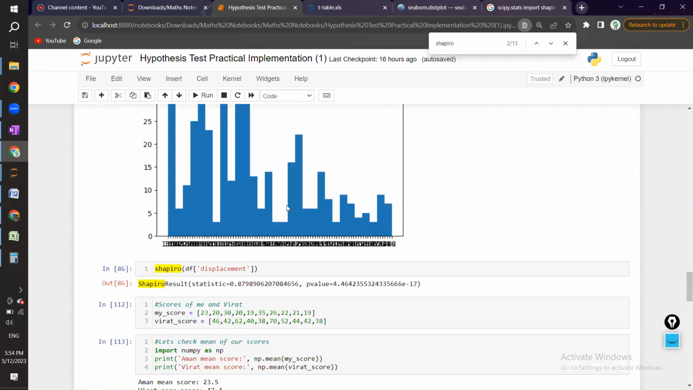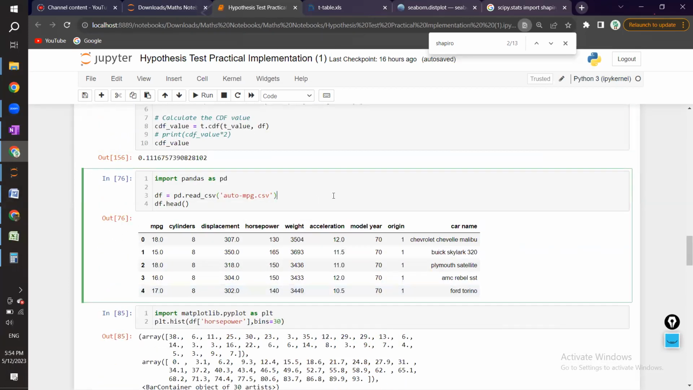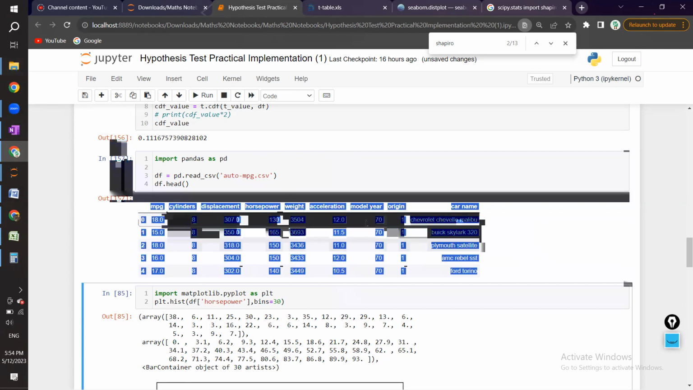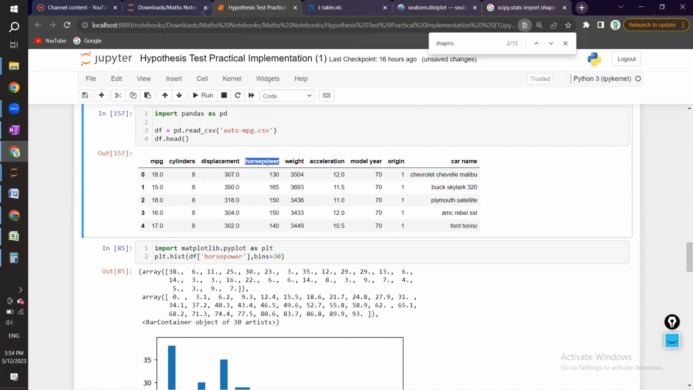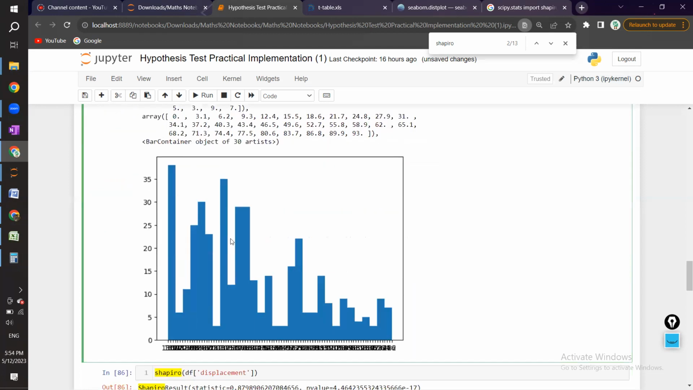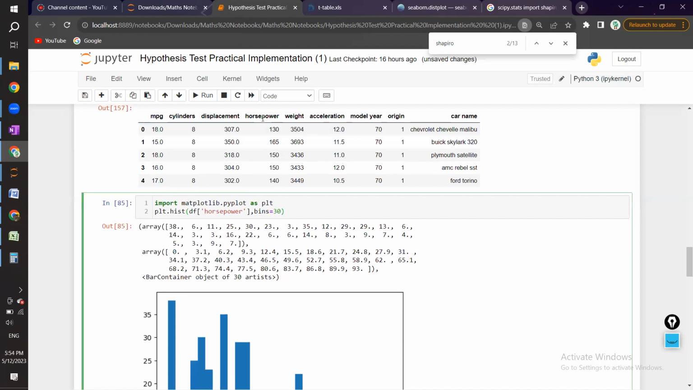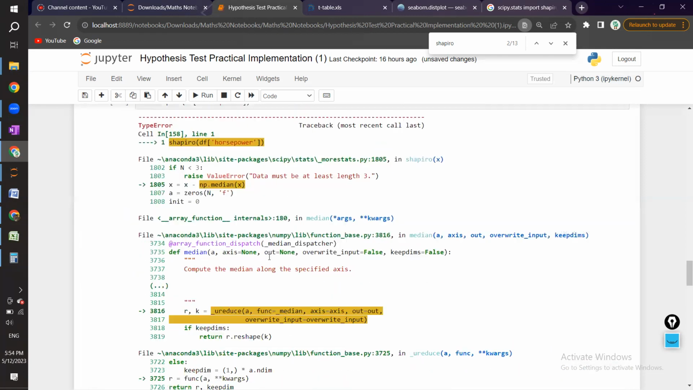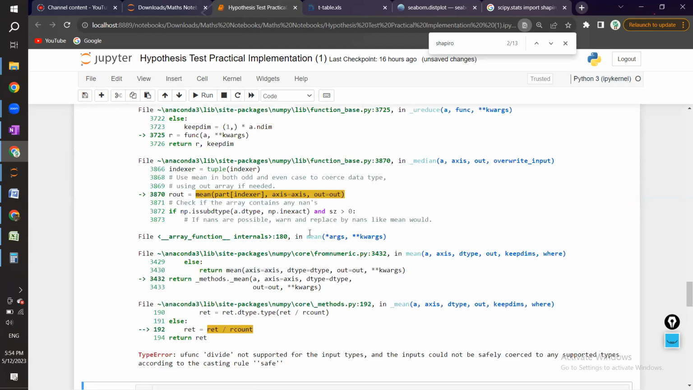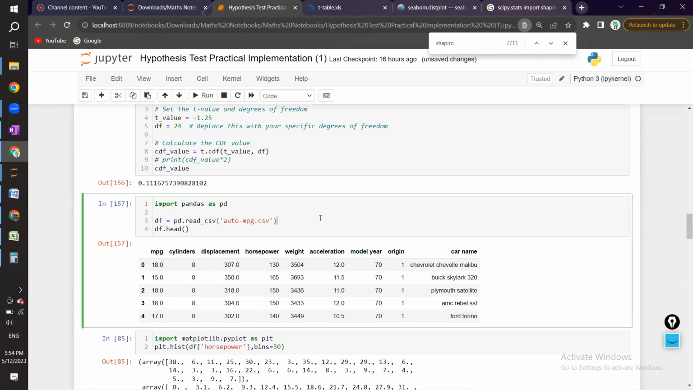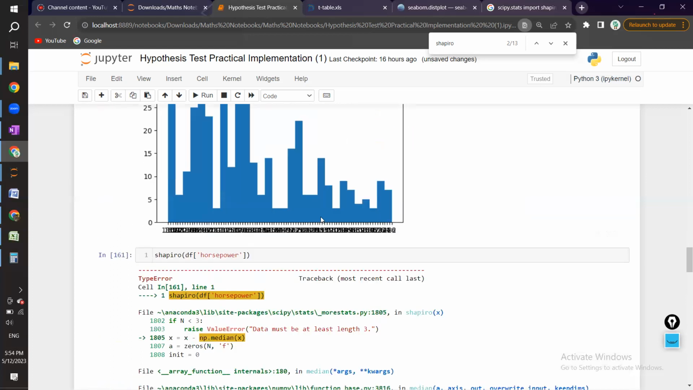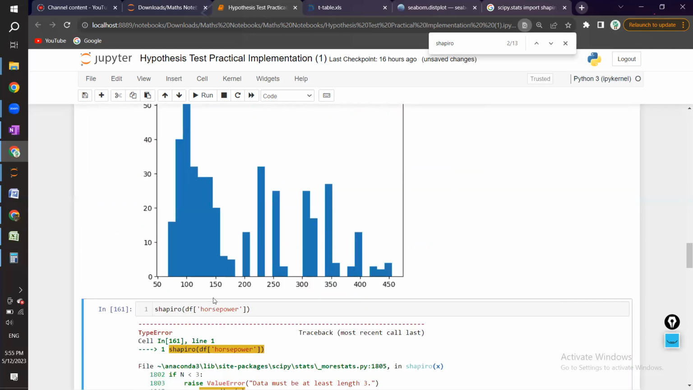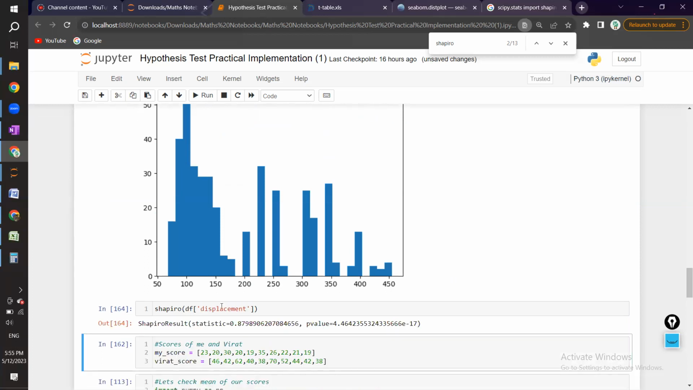For example, if you see here, there is a data set, auto MPG. When I read this, these are the columns it has. If I take horsepower and plot it, obviously this is not a normal distribution. Correct, it is not at all a normal distribution. Now if I pass it to Shapiro, the horsepower column might be having some issue. Let me try with displacement instead.